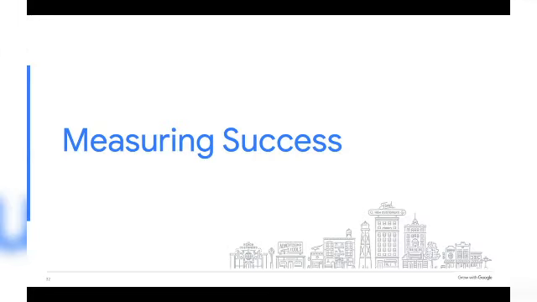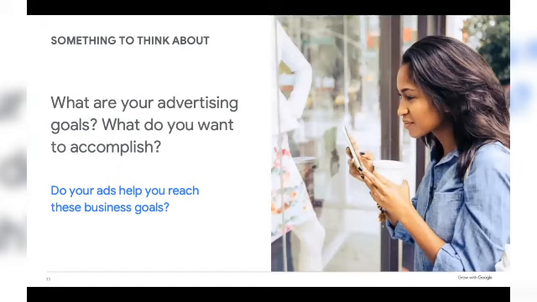Now, measuring success. The last part of the ad process is, of course, what kind of results did you get? When we first set up ads, we talked about having a goal for each ad campaign. Do you remember the goals of the ads? Did your ad make it clear to people what action you wanted them to take? And did they take that action? Keep your goal top of mind when evaluating the performance of the ad.